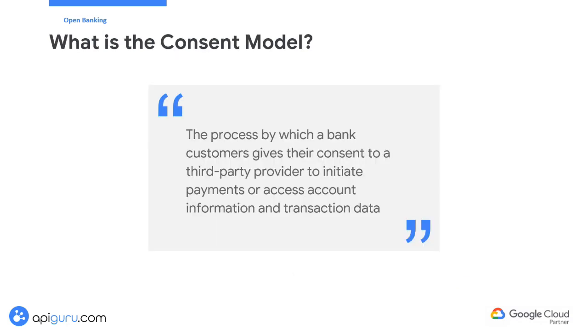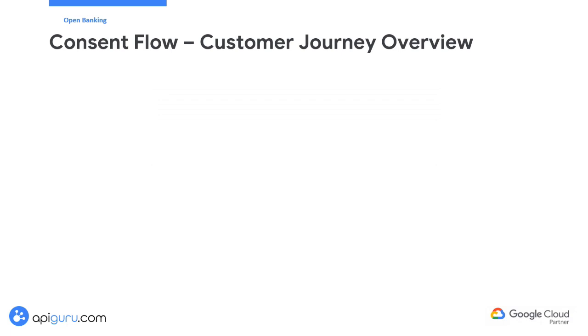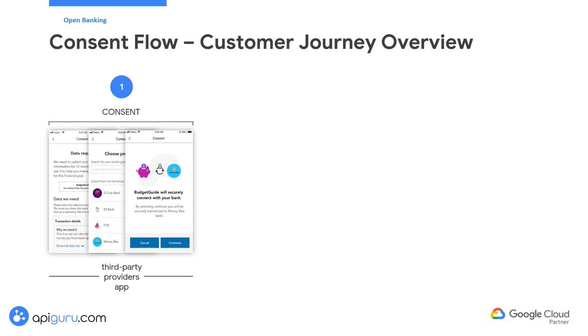The core of open banking is that it requires explicit consent from the customer. The data cannot be accessed or shared without the customer's permission. Let me walk you through an example of a consent flow to help you better understand how everything works. To start, you need to provide explicit consent to a third-party provider to access your financial data.